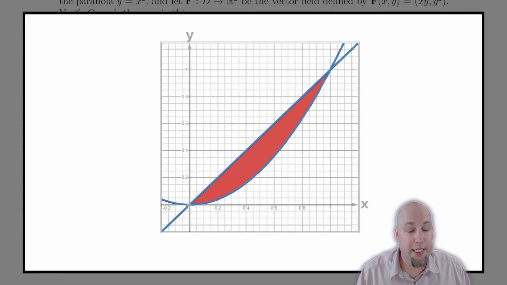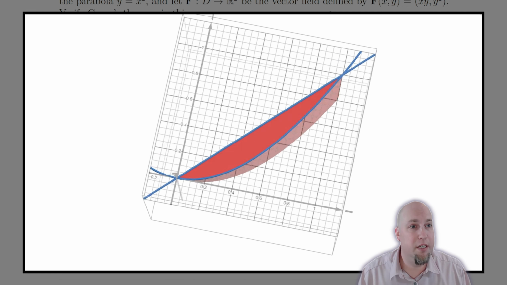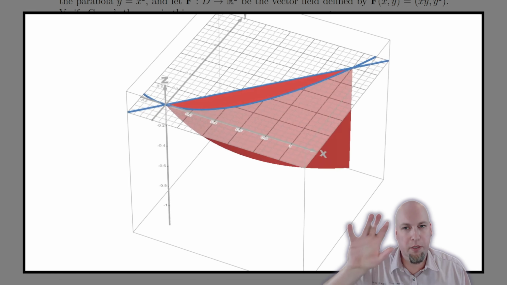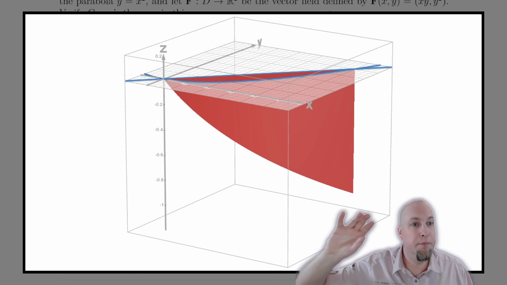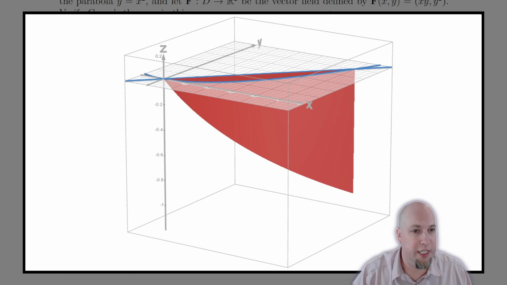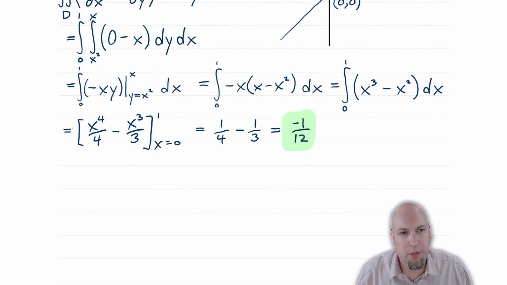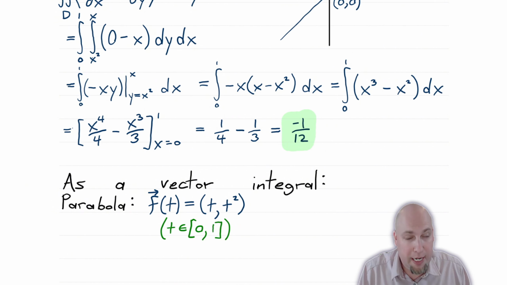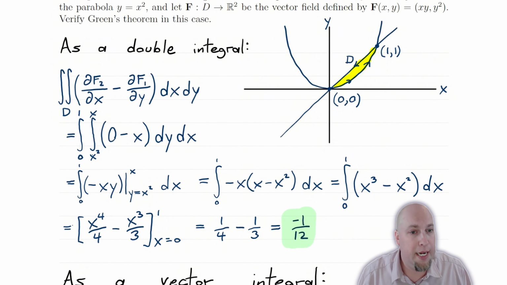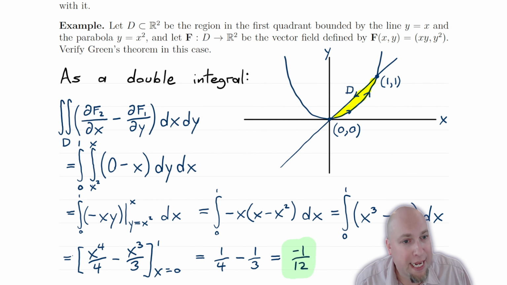Fine and dandy. Let's verify Green's theorem in this case. In other words, we've computed one half of it. Let's compute the other half. Let's compute the vector line integral that's suggested here and see that we get negative a 12th for that as well. So what is the vector line integral? Well, first off, we've got to parameterize the boundary curve. I need a path that traces this out and then traces that out.